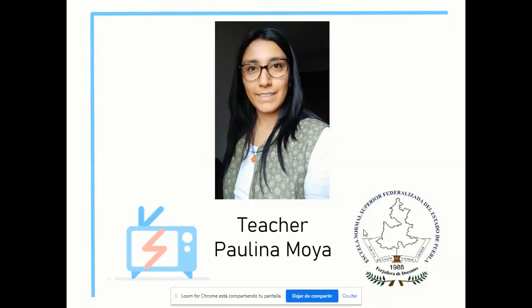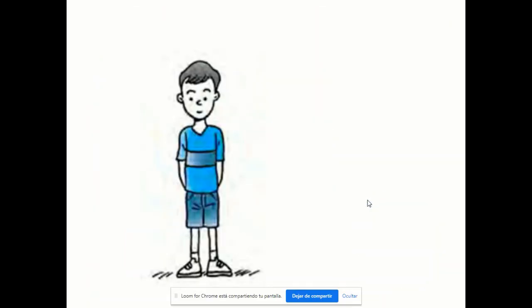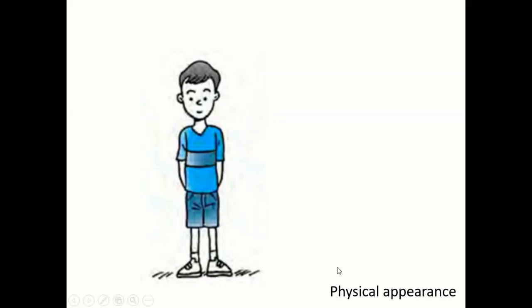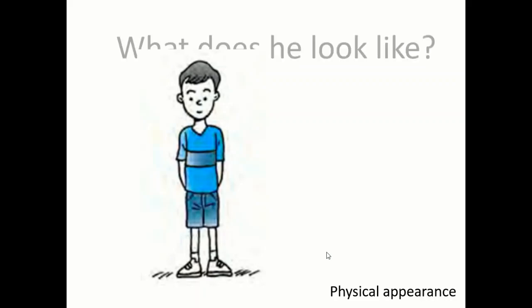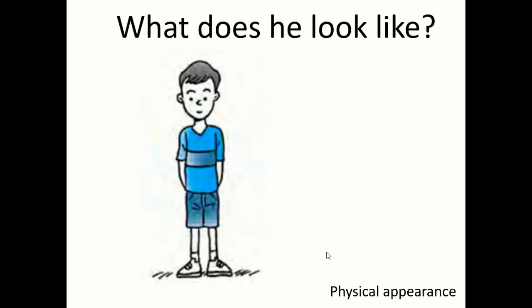In this video, I'll explain some grammatical points that are important to describe the physical appearance. The question we'll use to ask about this boy's looks, for example, in his case, because he's a man, would be, what does he look like?